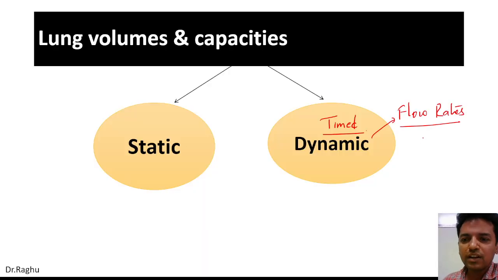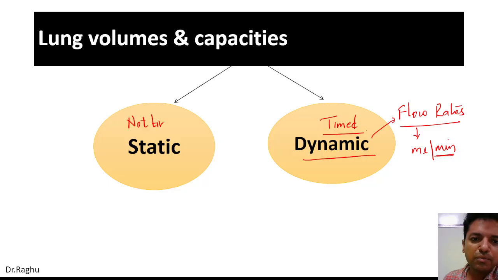How are flow rates expressed? Flow rates are usually expressed as this much ml of air per minute. So what I am using here is minute, and minute is a time. So whenever I am timing a static lung volume, that lung volume is going to become a dynamic lung volume. And the static lung volumes are not timed.